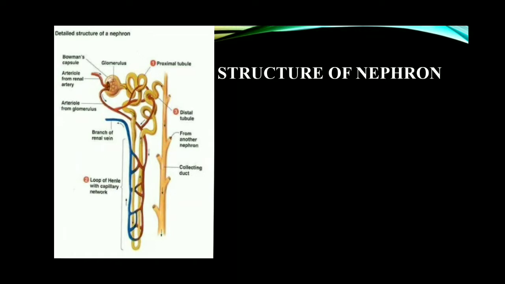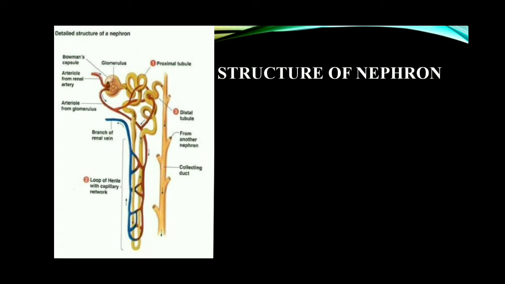The urine formation takes place in the nephrons. That is why nephron is called the structural and functional unit of kidney. Each kidney consists of more than 1 million nephrons. The nephrons play a vital role in the process of excretion.